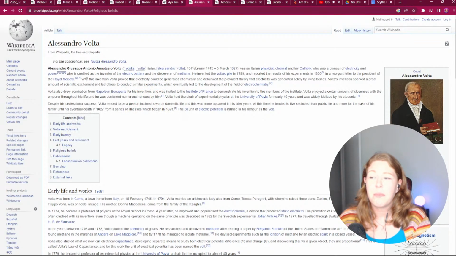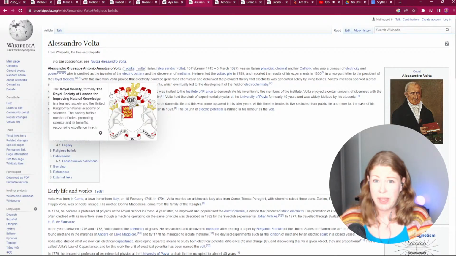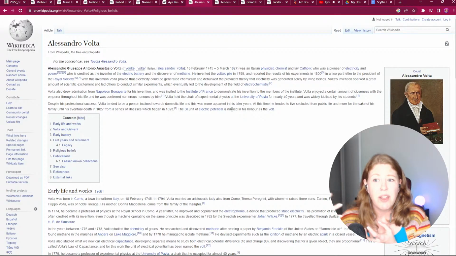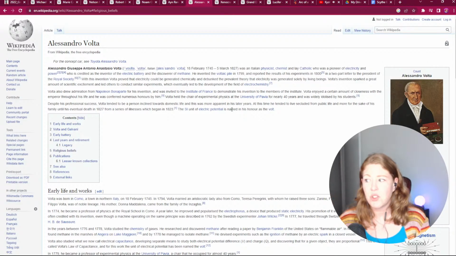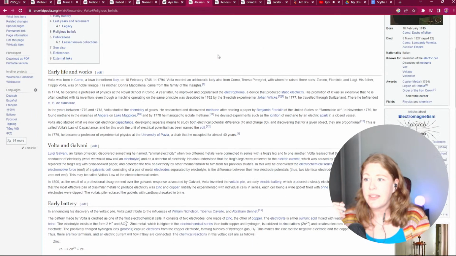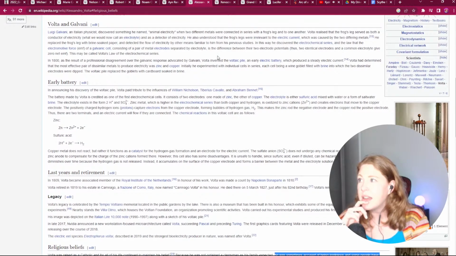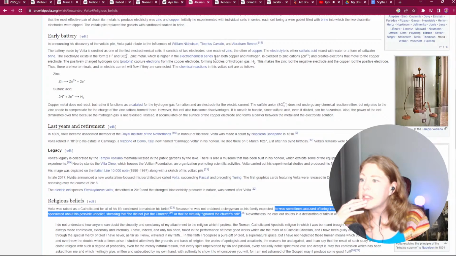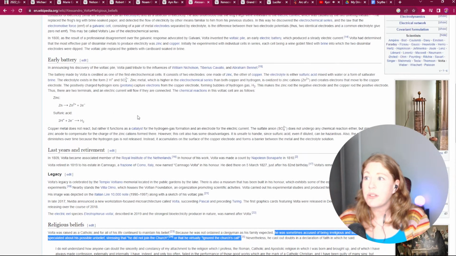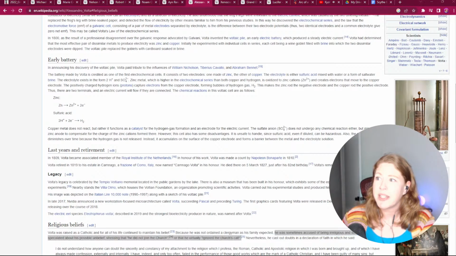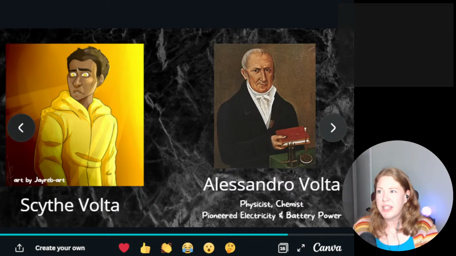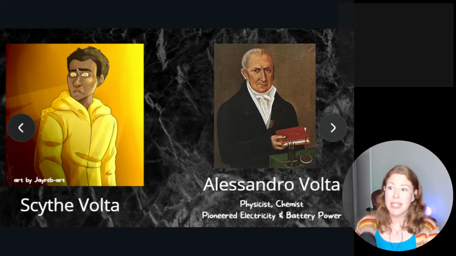Another thing: he was president of the Royal Society, similar to the way that Michael Faraday was. Again, a lot of similarities between him and Faraday. It's almost like Volta really wanted to be with Faraday. Just a thought. But I thought that was a pretty interesting thing about his religious beliefs and how that affected him. He also created an early battery, which is pretty huge too. That was the big interesting thing I found about Scythe Volta. It seemed like the biggest connection.